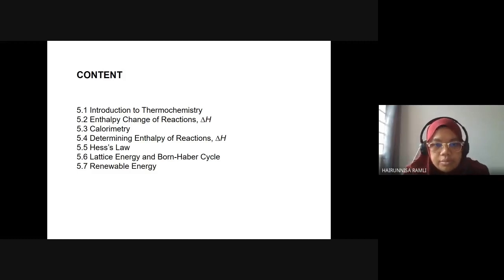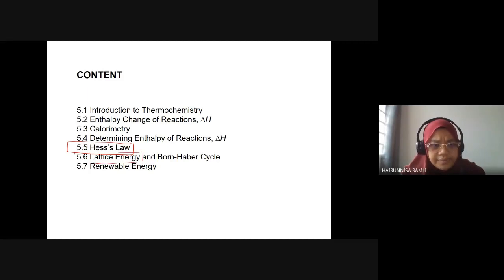We have introduction to thermochemistry, enthalpy change of reaction, and then calorimetry, determining enthalpy of reaction, Hess's law. I hope you still remember Hess's law. I explained it to you a little bit during your lab session, determining the enthalpy of formation of magnesium oxide using Hess's law. Here we are going to learn it properly, and the topic is actually near the end.